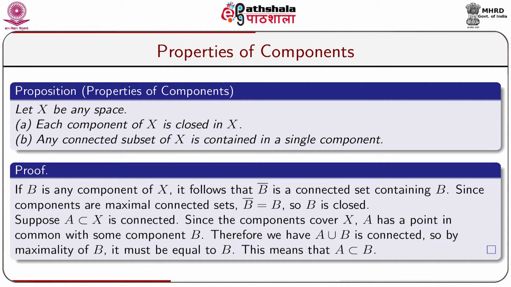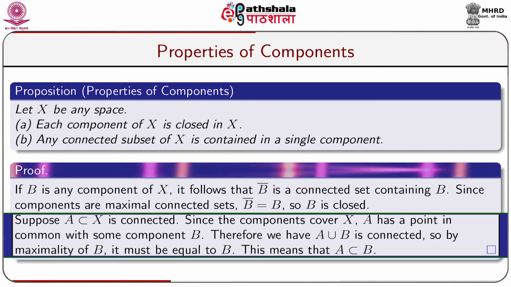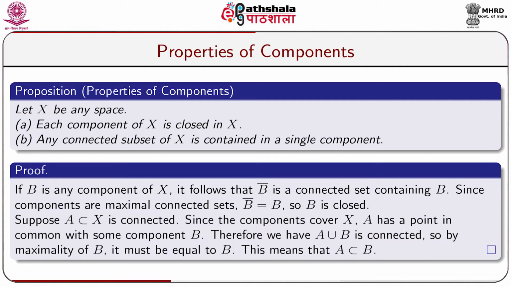Now, if B and C are both components, then what happens? Then B union C is again connected. That means the two components B and C are contained in a component. So in that case, B must be equal to C. This proves that every connected subset of a topological space is contained in a single component.